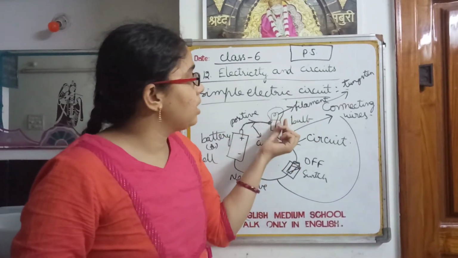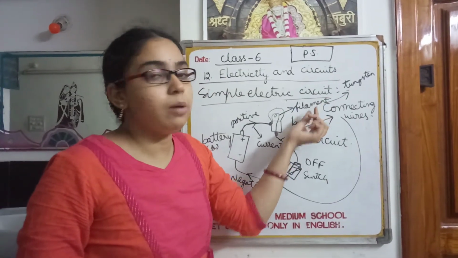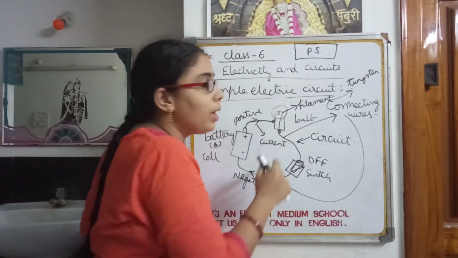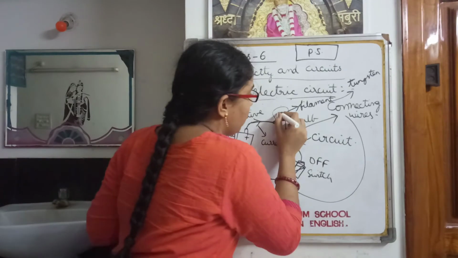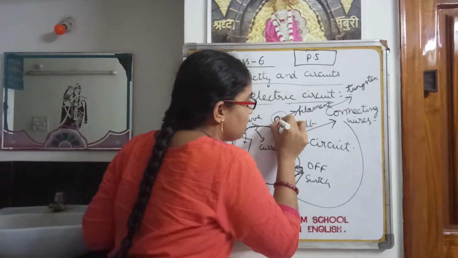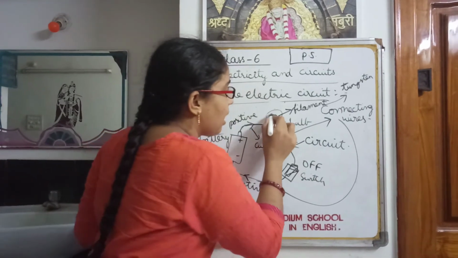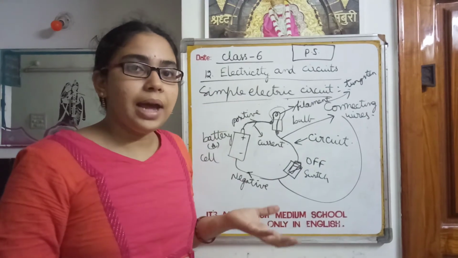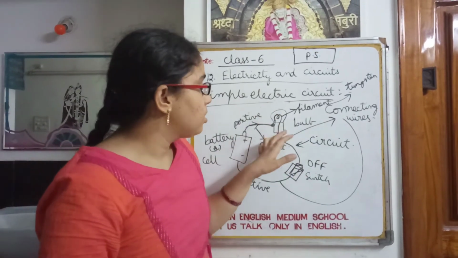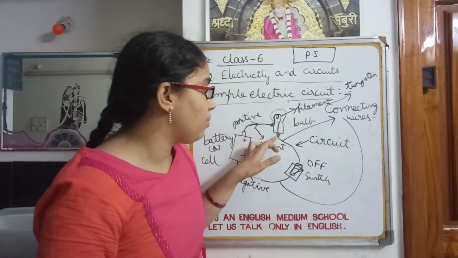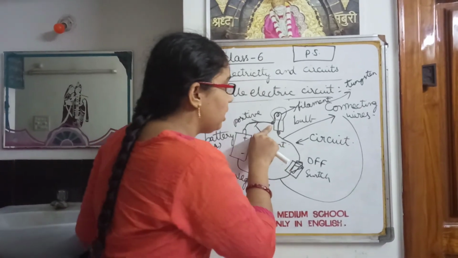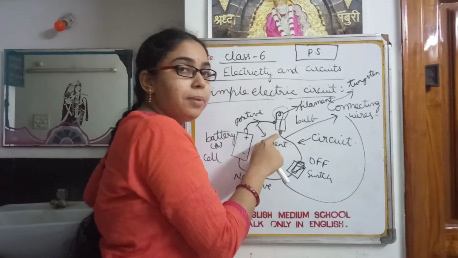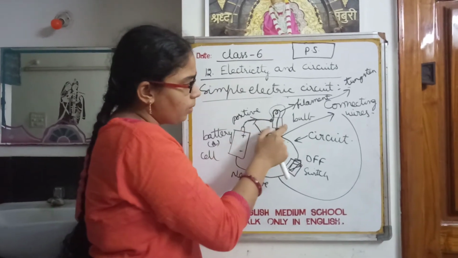The bulb consists of a thin wire called the filament, and if the filament is broken then current cannot pass through the bulb and the bulb doesn't glow. If the filament is not broken and is proper and strong, then current passes through it, and whenever current passes through the bulb it lights up and gives us some light. This bulb consists of two terminals. This is one terminal, the metal tip, and this is another terminal, the metal base.